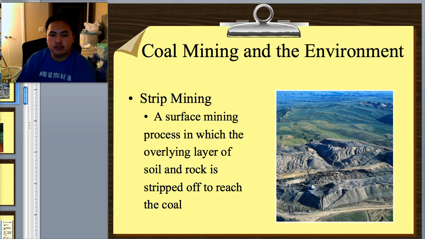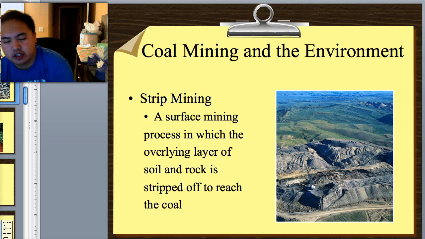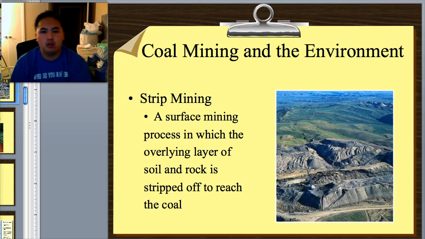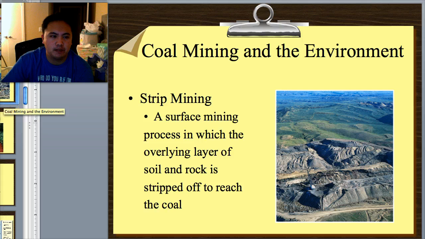Obviously, coal being a fossil fuel, we have to dig or go into the earth to get coal. The most common form in which we get coal is called strip mining. Here's a picture of an example. See how the hills are supposed to be nice and green and pretty, and when you strip mine, it looks ugly, like this one here in the front. It's a surface mining process in which the overlying layer of soil and rock is stripped off the top, and then there's coal sitting right at the bottom. So that's called strip mining.